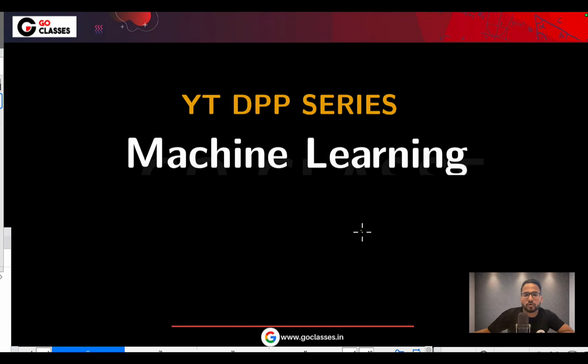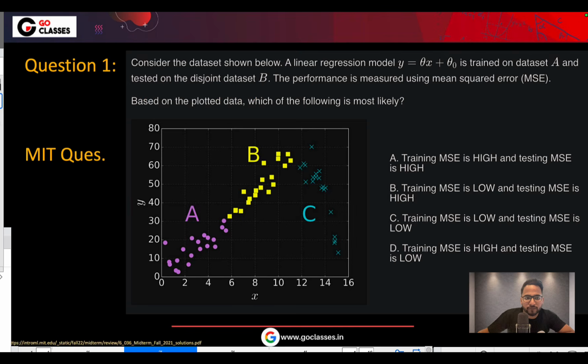Hi everyone. So let's see the solution of the questions that we had in our DPP. So this is the first question. In this question, they are saying that there is a linear regression model, and the model is basically trained on the dataset A and tested on the dataset B.